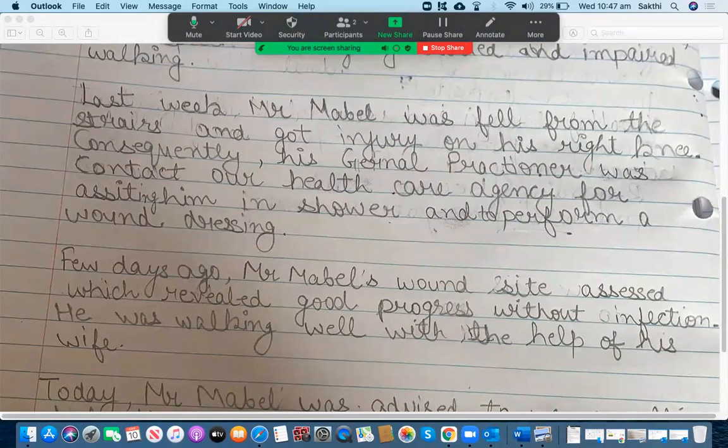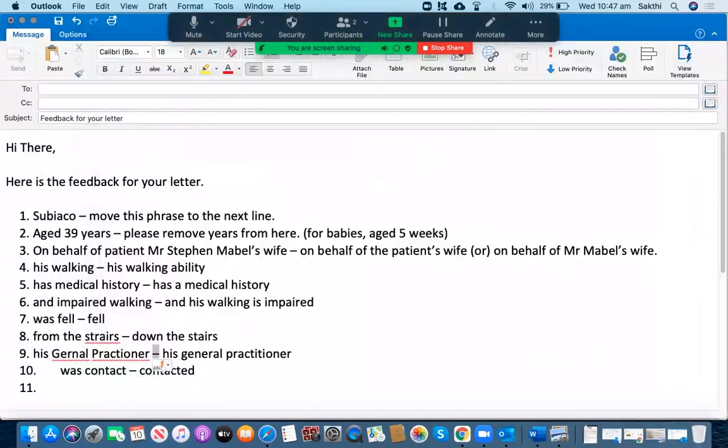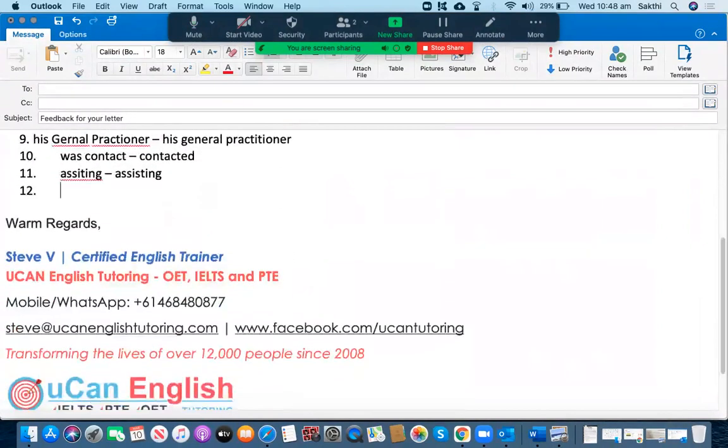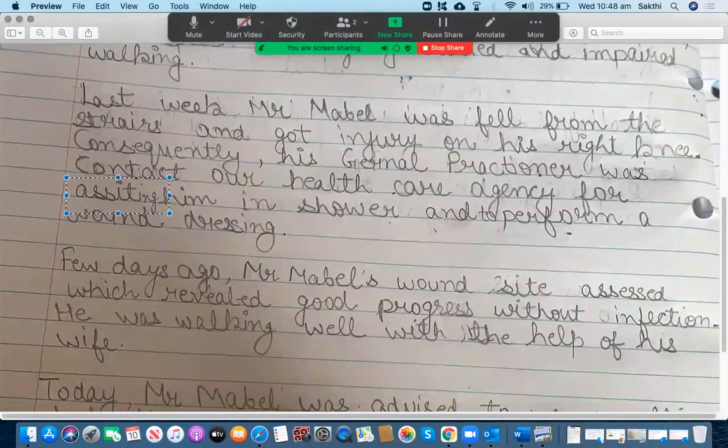For assisting him, assisting. Okay, the spelling mistake again. See this one, unfortunately. Assisting. Okay, assisting is wrong. Assisting is not assisting, but assisting. Spelling mistake is one of the major problems in your writing. Unfortunately, that's not good. Assisting him in shower and performing.